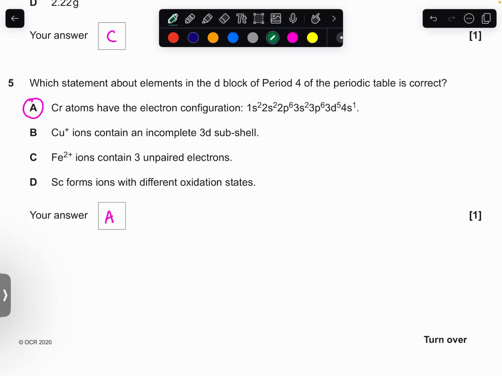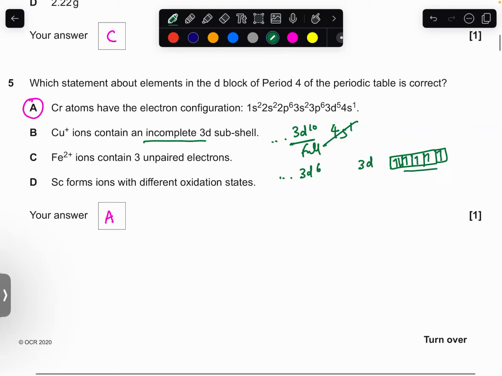Cu plus ions contain an incomplete 3D subshell. No, they don't. There's actually a 3D10 because the 4s1 electron is lost. This is full. Fe2 plus ions contain 3 unpaired electrons. You see, you've got 3D6 and the 3D subshell is going to look like this. And you've got 6 electrons in there. And there's only 4 unpaired electrons.